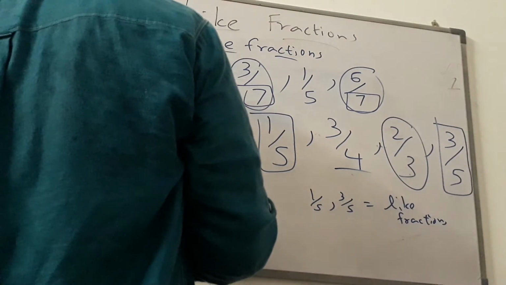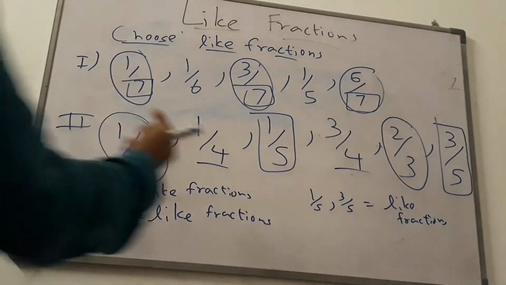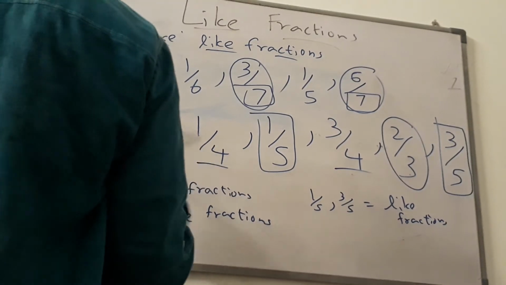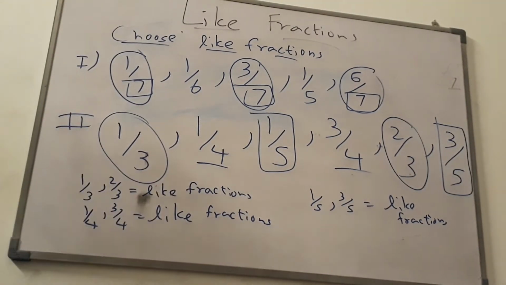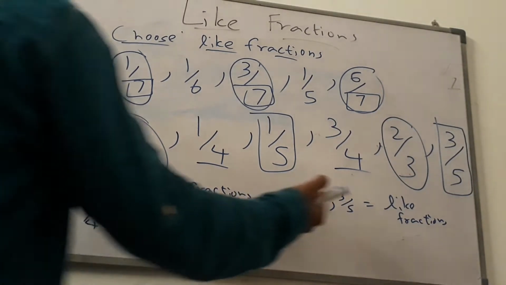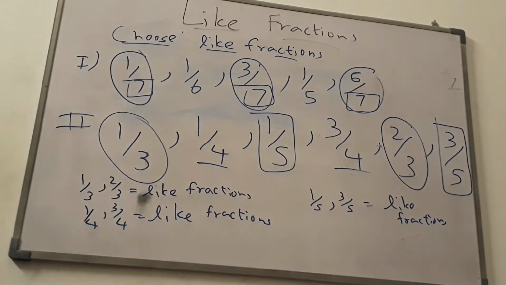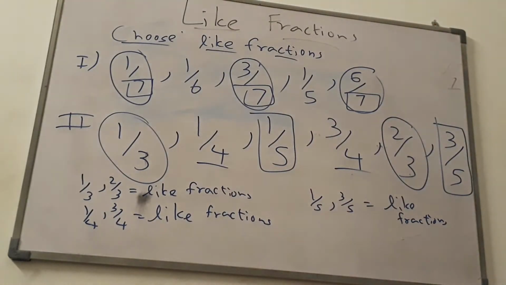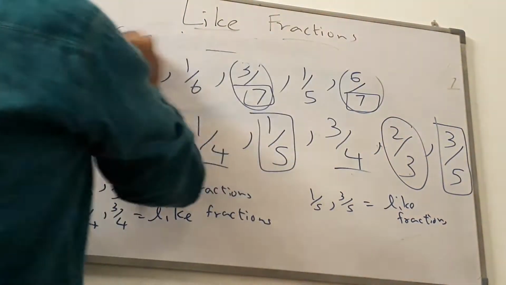And 1/3 and 1/4 are not like fractions. Those are unlike fractions because of different denominators. 4 and 3 are different to each other. Okay, with the same denominator, they are like fractions. These two are like fractions, these two are like fractions, these two are like. But all together, these are not like fractions. Okay, keep it in mind. Next is unit fraction.